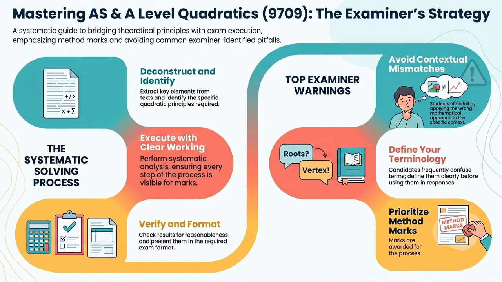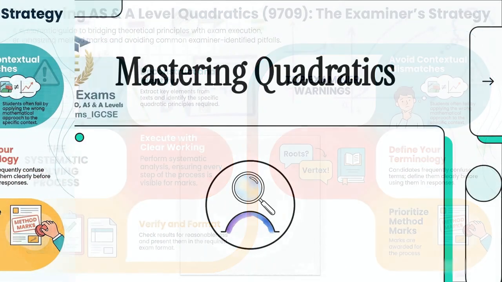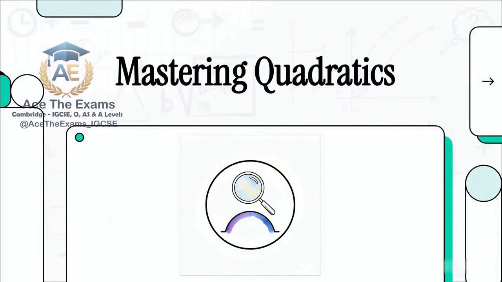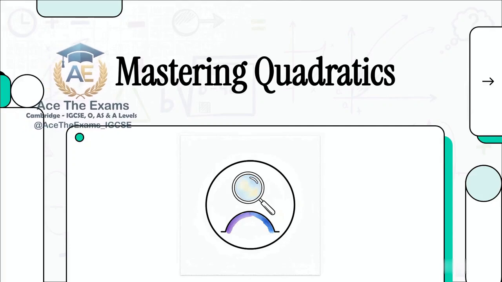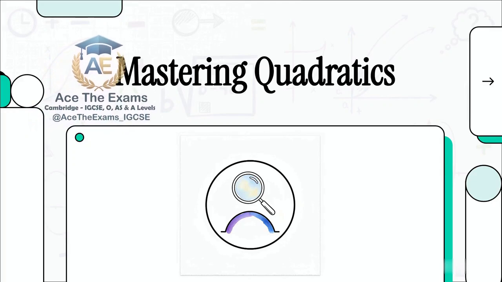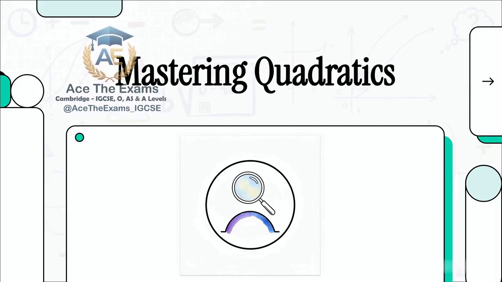Welcome to Mission Control. I am your flight director, and today we are initiating a full-scale launch simulation for one of the most critical orbital pathways in the Cambridge Mathematics AS and A-level syllabus, 1.1 Quadratics. Specifically, we are locking our targeting telemetry onto solving quadratic equations and inequalities. If you are preparing for paper 9709, you already know this is your foundational propulsion system.